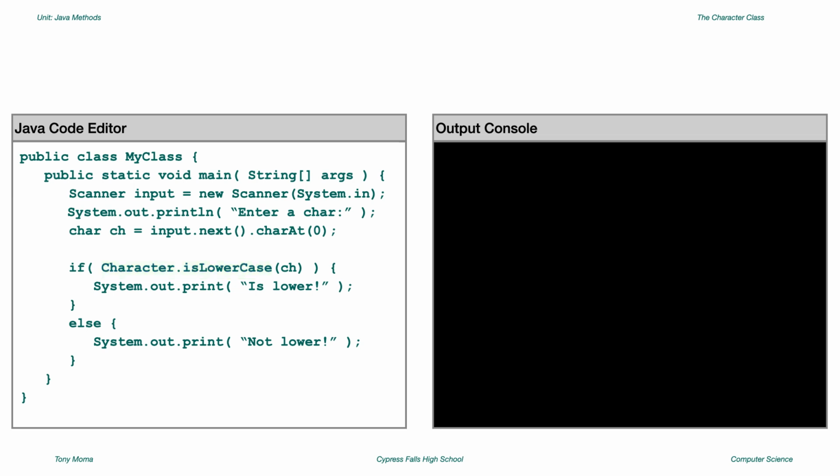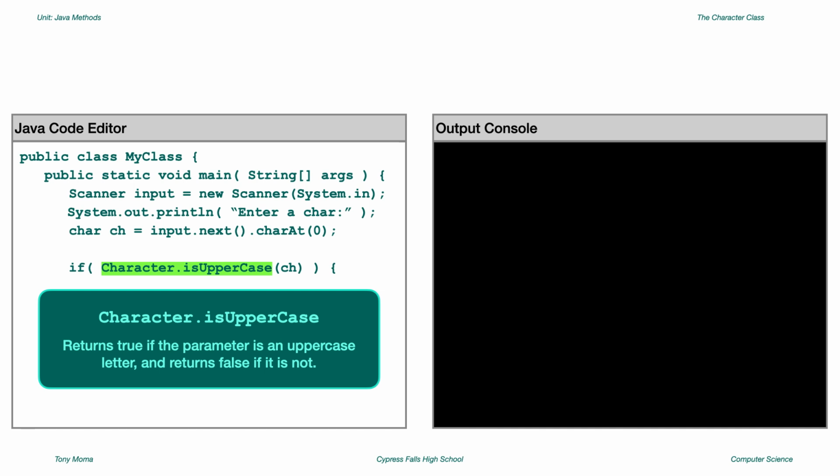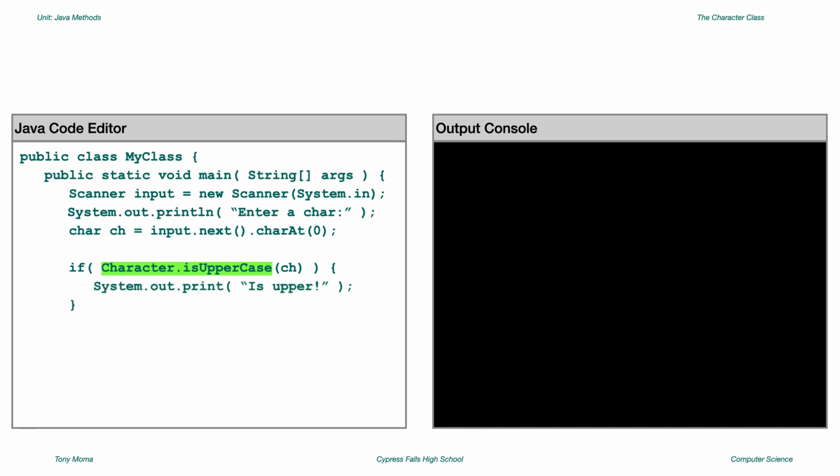Now, just as isLowercase exists, so also isUppercase exists. Character.isUppercase returns true if the parameter is an uppercase letter and returns false if it is not. So for this program, if it returns true, we'll simply print out "is upper". If it returns false, we'll output "not upper". So let's run it. We prompt to enter a char. I enter uppercase T. Clearly, uppercase T is an uppercase letter. Thus, the method will return true, and "is upper" will get output.